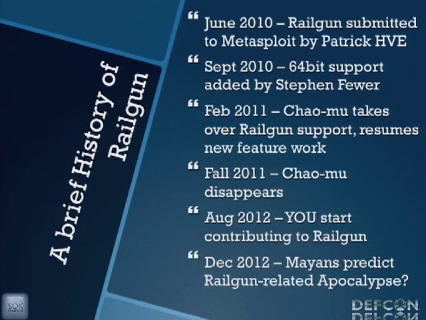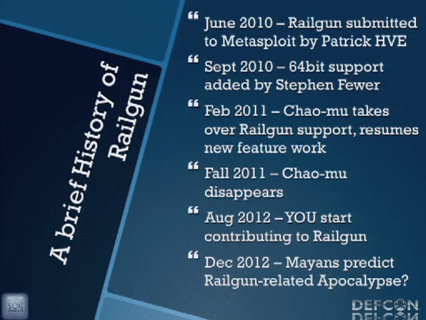So here's where I get into some wishful thinking. Starting August 2012, some of you will start contributing back to Metasploit and Railgun. And December 2012, the Mayans predict the apocalypse. Who knows? Maybe it's Railgun related.